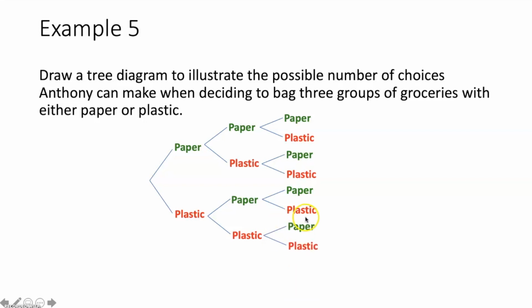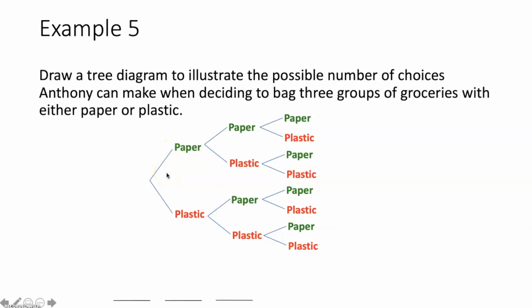So to get the total number of possible outcomes, total number of possible combinations, you just have to look at the ends of these branches. How many ends of our branches are there? There's 1, 2, 3, 4, 5, 6, 7, 8. So there would be 8 different ways that Anthony could bag those 3 groups of groceries with either paper or plastic. If you weren't sure about that though, you could still use the counting principle.